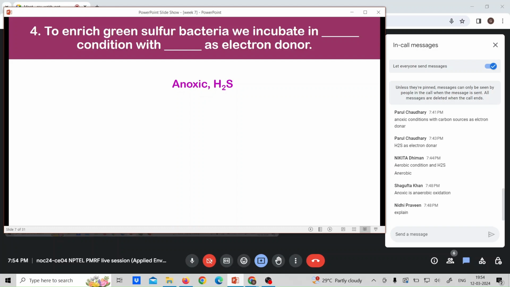Is that clear? The difference between aerobic, anoxic and anaerobic systems. Is it clear or do you want me to explain again?